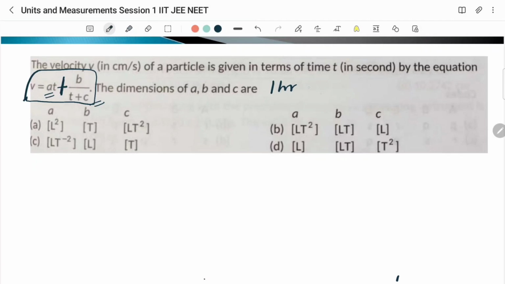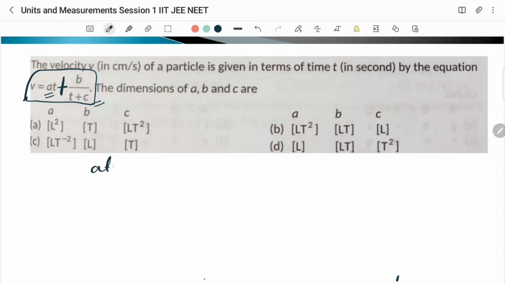Like you can only add 1 hour with 2 hours. If you want to add 30 minutes with 1 hour, you will have to convert that 30 minutes to half an hour. Then only you can get 1.5 hours. So you cannot add 1 hour with 1 rupee. This is called the principle of homogeneity.